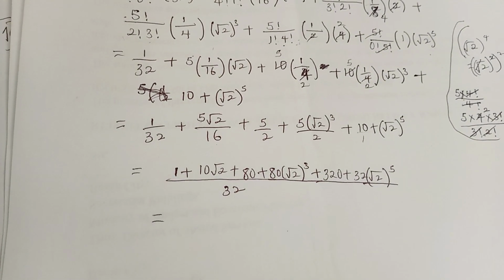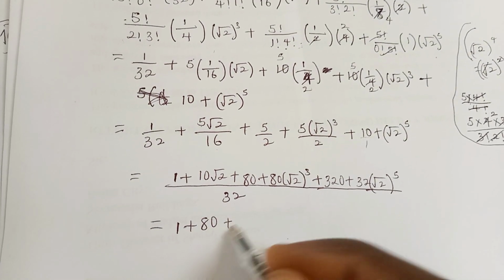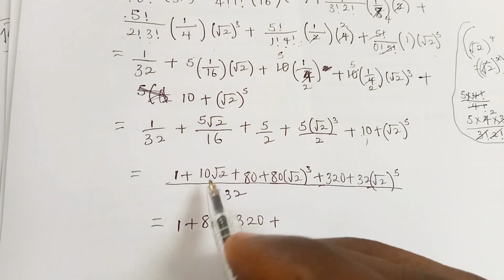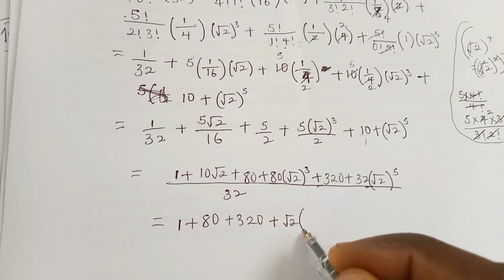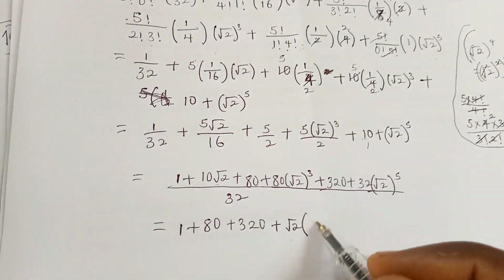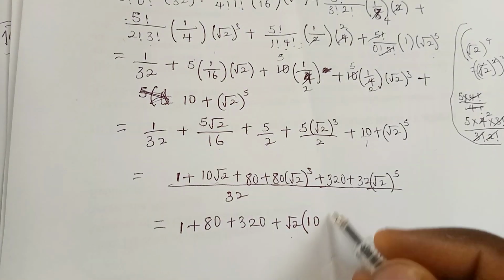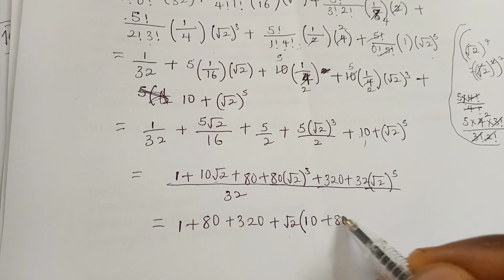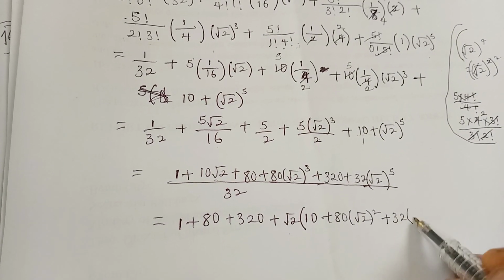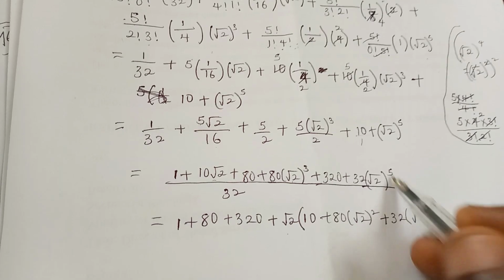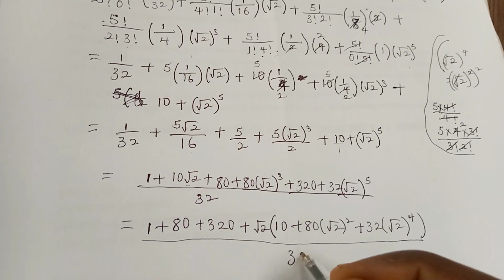So let's solve. We can collect like terms. We'll be having 1 plus 80 plus 320. And then we have the square root of 2 as a like term for each of these, right? So we can have square root of 2. And then if you remove square root of 2 from this, you're left with 10. If you remove the square root of 2 from this, it will be square root of 2 square, right? That's 80 plus 80 into the square root of 2 square. Plus, this is 32 into the square root of 2 to the power of, we have removed one of these, so we are left with 4. All right, close your brackets and then divide by 32.